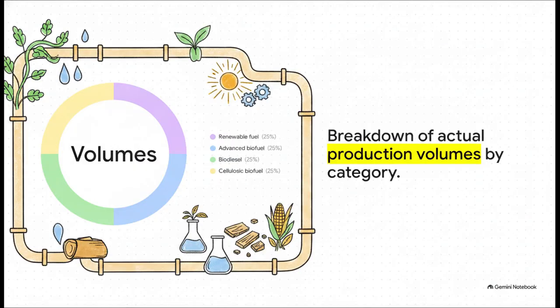Then, our second tile shifts from theoretical to actual. This tracks actual production volumes, again in millions of liters, but it splits them into four highly specific categories defined by the standard. We're talking 1. Standard renewable fuel, 2. Advanced biofuel, 3. Biodiesel, and 4. Cellulosic biofuel. This breakdown is huge because processing cellulosic biomass, like agricultural waste, has a completely different energy and emissions profile compared to standard renewable fuels. You have to know exactly what's flowing out of those pipes.